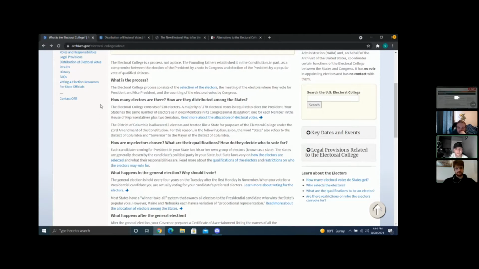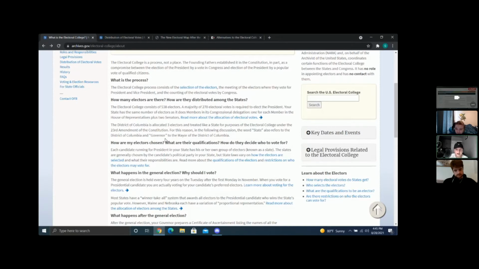How many electors are there? How are they distributed among the states? The Electoral College consists of 538 electors. A majority of 270 electoral votes is required to elect the president. Your state has as many electors as it does members in its congressional delegation, one for each member in the House of Representatives plus 2 senators. You can read more about that if you want to. The District of Columbia is allocated 3 electors and treated like a state for purposes of the Electoral College under the 23rd Amendment of the Constitution. For this reason, in the following discussion, the word state also refers to the District of Columbia and governor to the mayor of the District of Columbia.